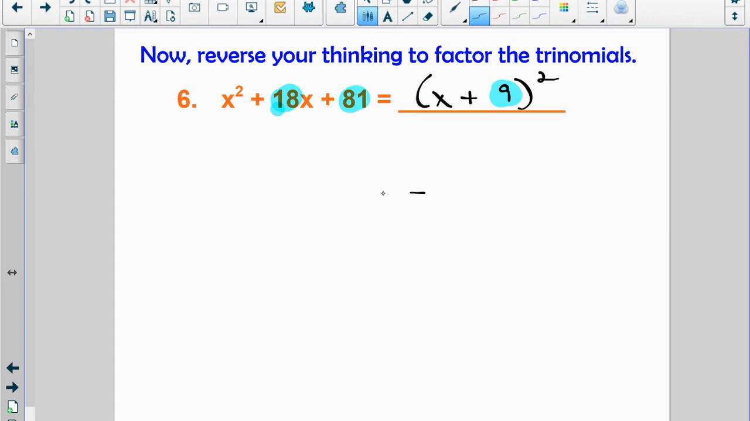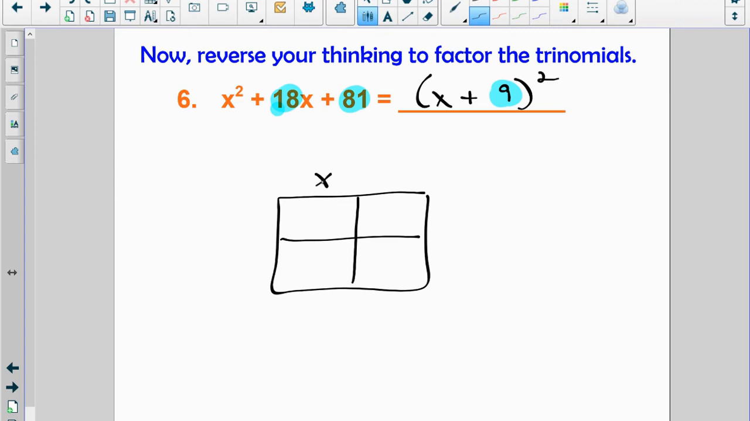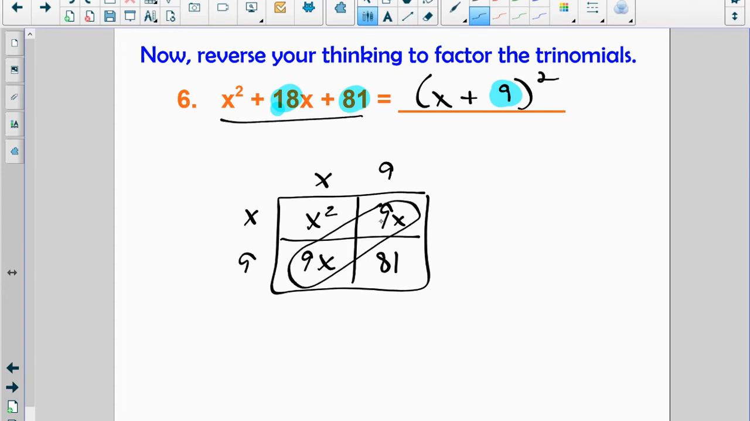If I'm ever curious or wondering if this is right, I can always double check my answer. If I take x plus 9 times x plus 9, I'd get x squared, I get 9x, I get another 9x, and then finally 9 times 9 is 81. So I get exactly what I started with. X squared plus 18x plus 81 is what I get when I multiply x plus 9 times itself. So x plus 9 quantity squared is the correct factoring.